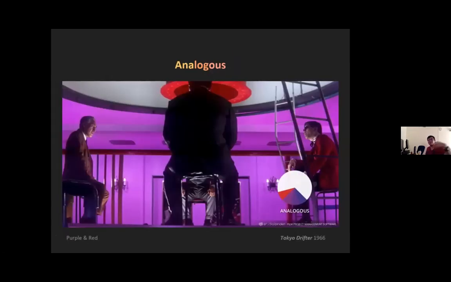And then the next color harmony is actually called analogous. Analogous colors are usually neighbors, colors that are very near each other on the color wheel, okay? So usually they don't really create a huge contrast, but they create an overall harmonious feeling and also a very soothing viewing experience. Okay, so here is an example. It's called Tokyo Drifter, and it was produced in 1966. There is purple and red color. All right, they are very close to each other on the color wheel.